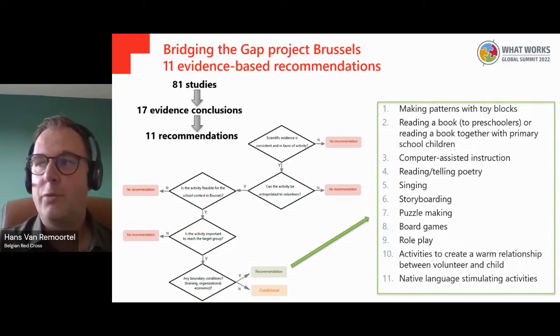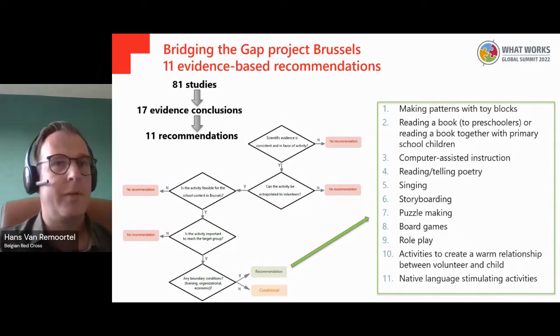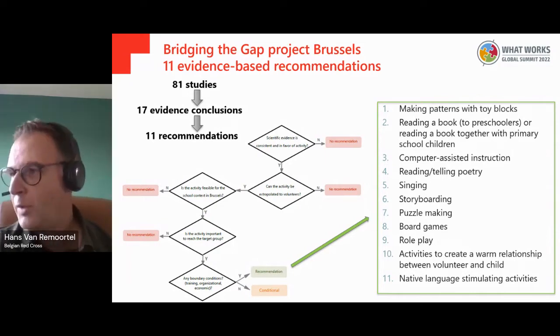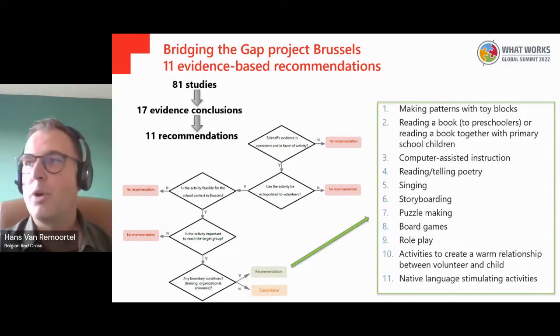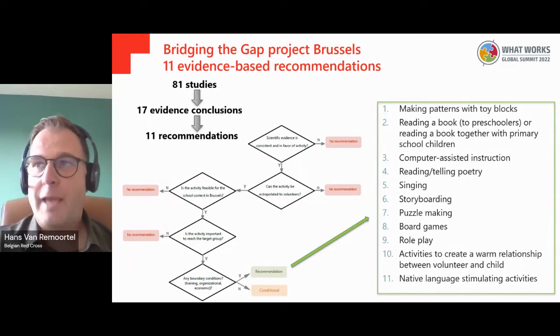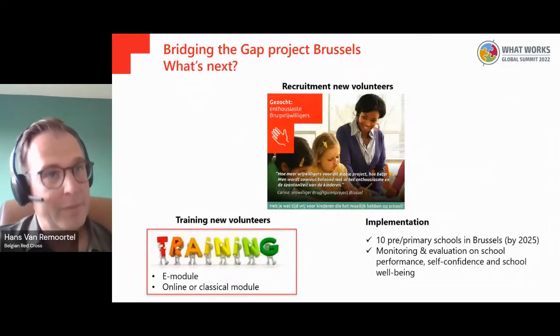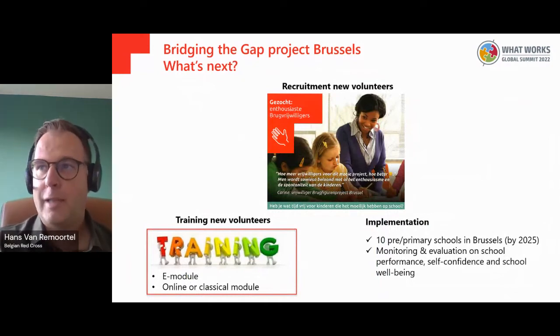And as you can see on the right panel here, finally 11 specific recommendations were made on 11 different activities, which are listed here. For example, making patterns with toy blocks, reading a book, computer-assisted instruction, and so on. And so now the next steps are to implement this project. So we have a manual, we have a guideline, which is evidence-based, and we are now recruiting at this moment new volunteers to implement this project in Brussels.